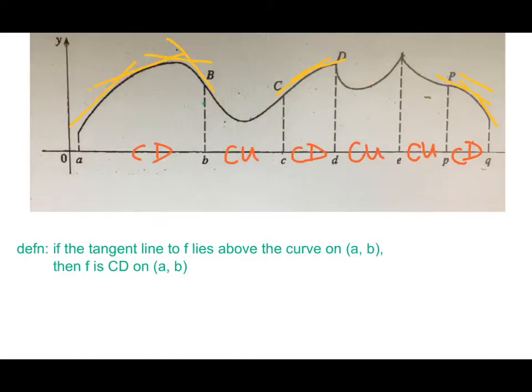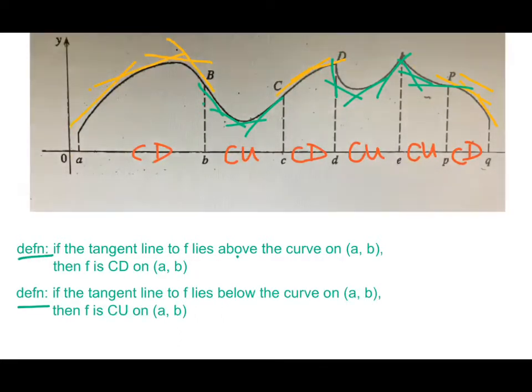Okay, if the tangent line lies below the curve, that's when you're concave up. So you guys can see all these tangent lines are below the curve. All right, so if the tangent line lies below the curve, you're concave up. If the tangent line is above the curve, you're concave down.